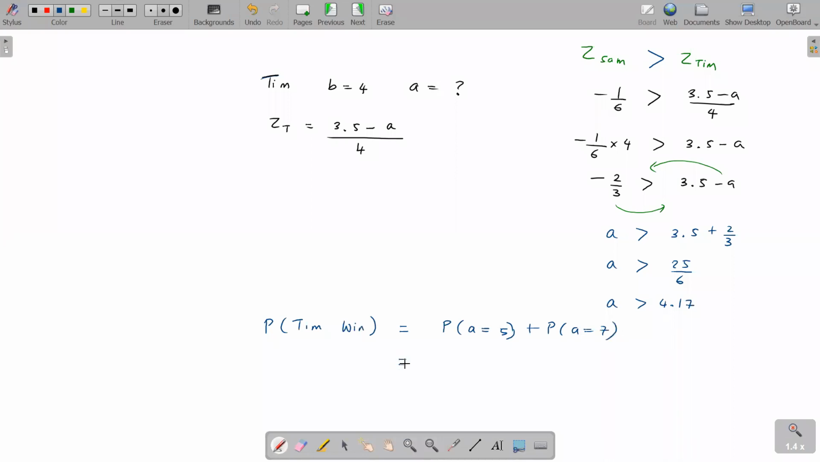Can I know the probability of A equals 5? What's the probability of A equals 5? 0.25. What's the probability A is 7? Add these two and get me the probability that Tim wins. 0.4. So this is the probability that Tim actually wins the game.